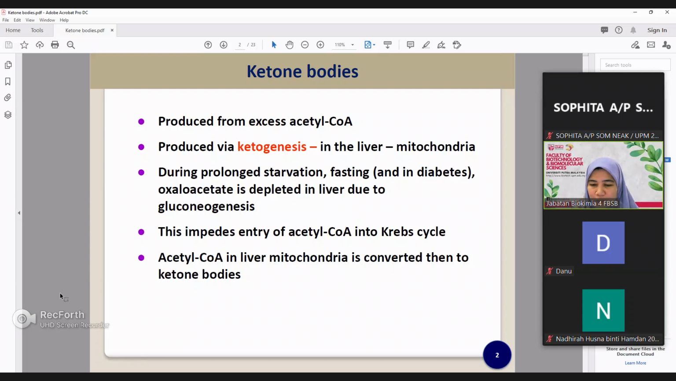One important point that you need to know is where these ketone bodies are produced. They are produced in the liver. We know that acetyl-CoA from fatty acid oxidation is produced in the mitochondria, so that acetyl-CoA in liver mitochondria can be converted to ketone bodies.